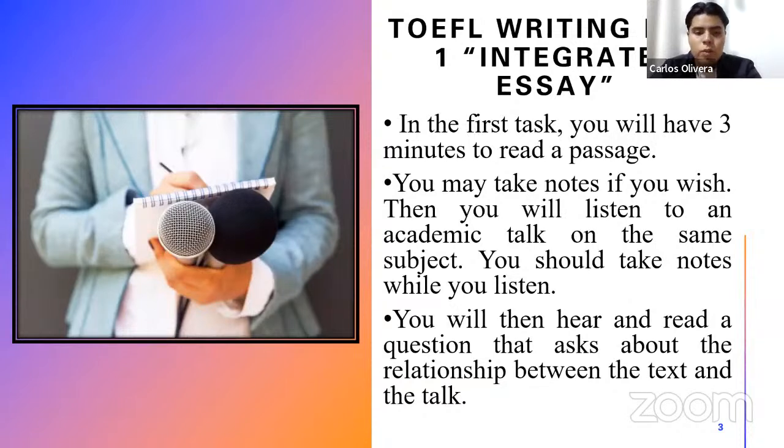As I told you, tonight we're going to be concentrating on the first task of the writing section that is called integrated essay. Well, in this first task, you will have 3 minutes to read a passage. And this is going to be exactly what you have been doing already. Let me explain this. As I say, the integrated essay is equivalent to the integrated tasks that we have been practicing in the speaking section.